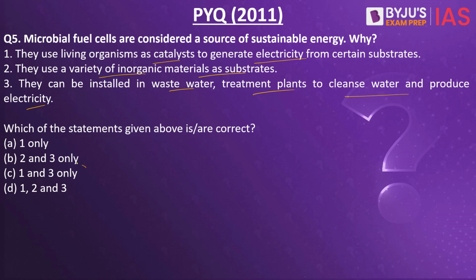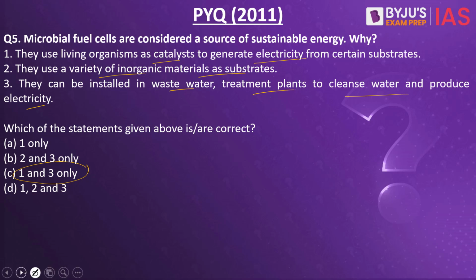The answer to this is 1 and 3 only. This happens to be a previous year question from the year 2011. Why is the second statement wrong? That is because they are devices that use bacteria as catalysts to oxidize organic and inorganic matter and also generate current. So the second statement is wrong. That is why 1 and 3 would be the answers.